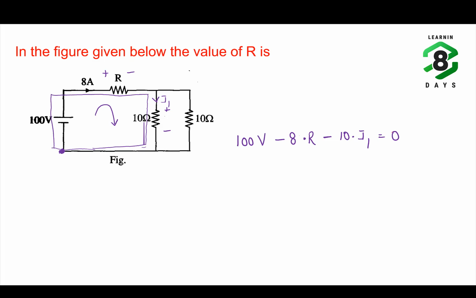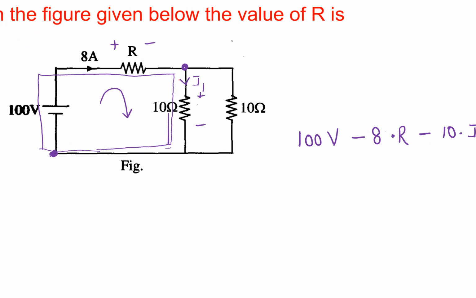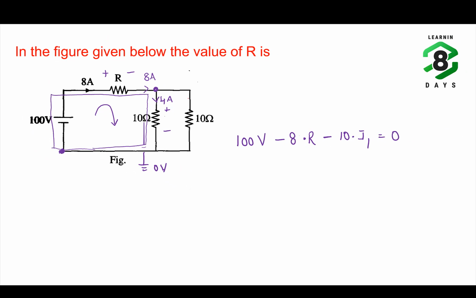Now one thing you have to observe: the 8 ampere current after reaching this node has two paths and both the paths have the same resistance. Here this is a reference node where the voltage is 0. So the 8 ampere current, after reaching this point, has two parallel paths having the same resistance. So the current will get equally divided, 4 ampere and 4 ampere. If you substitute in this one, I1 is equal to 4 ampere.